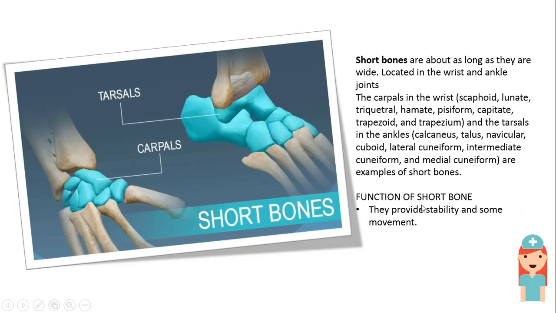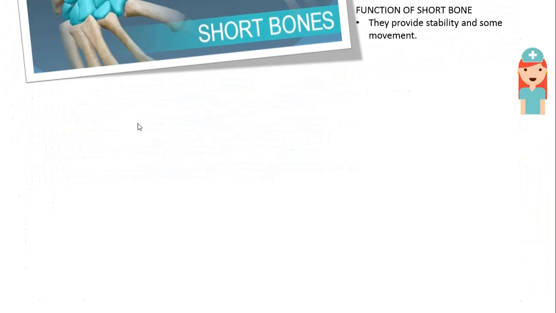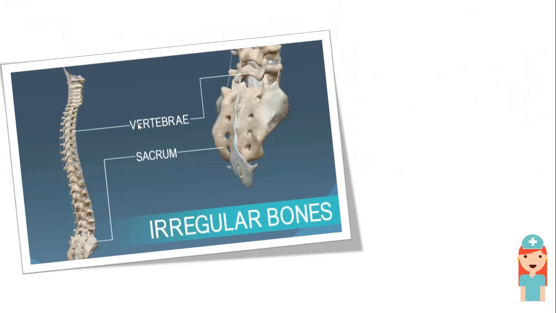The function of short bone is that they provide stability and support some movement. The carpals and the tarsals help to provide some stability and some movement. This is the example of short bone. This is what short bone does. Now let's move ahead to the irregular bones.